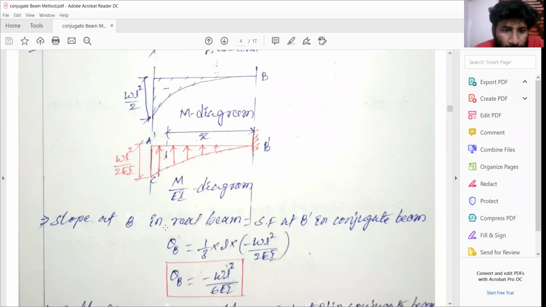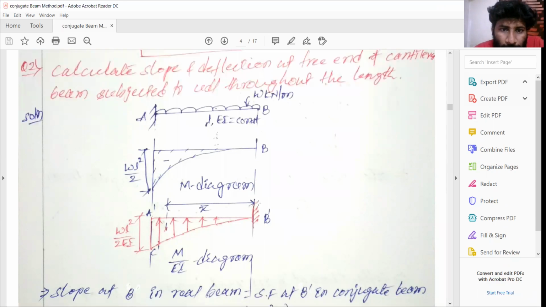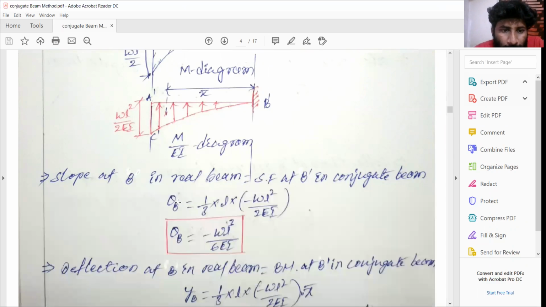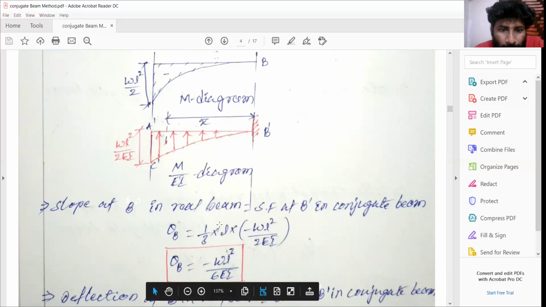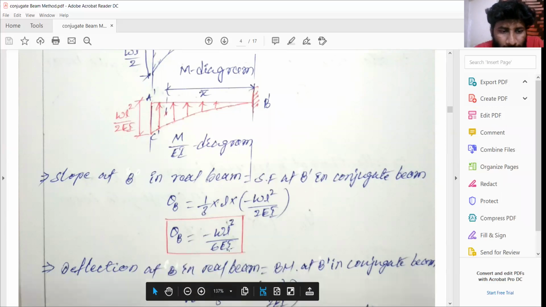Now you can see the slope at B in the real beam is equal to the shear force at B in the conjugate beam. So slope at B, that is theta B, is equal to the shear force in the conjugate beam. We know that this is a parabolic spandrel. Suppose I'm taking the section here, the load which is left of the section is this much. So the spandrel area is 1/3 into length L into the intensity WL squared by 2EI, that is negative. Therefore it is minus WL cubed by 6EI.